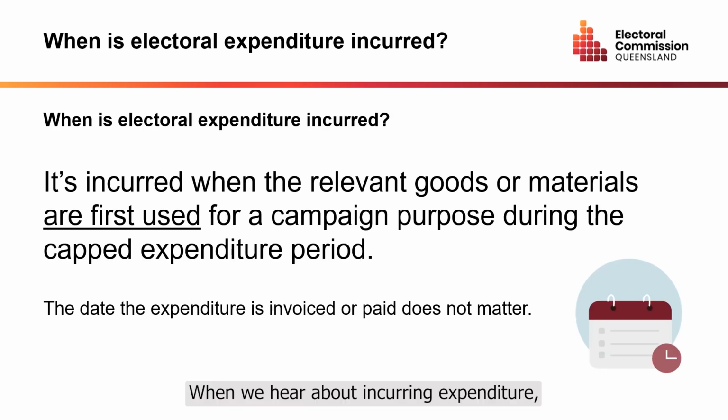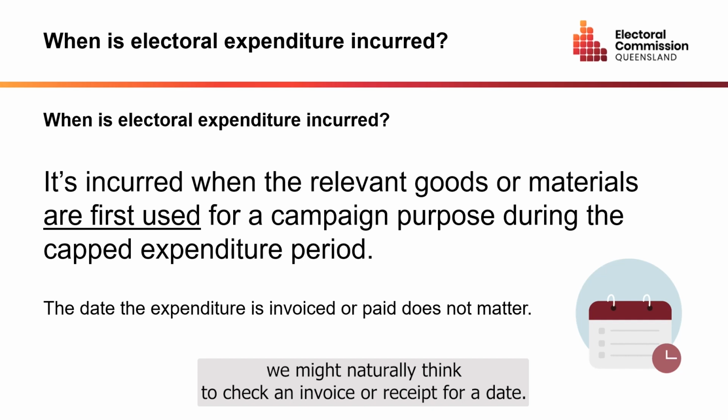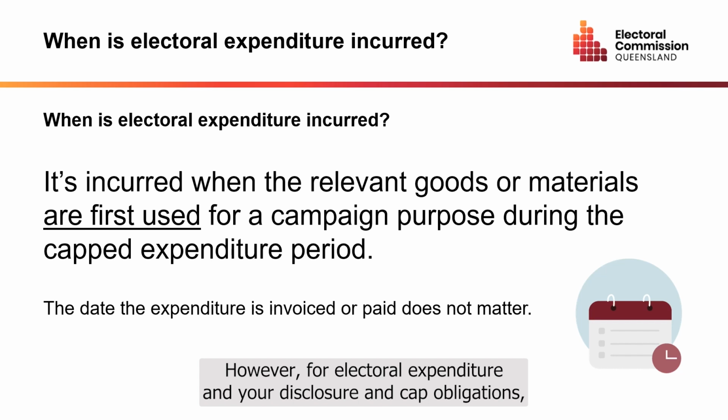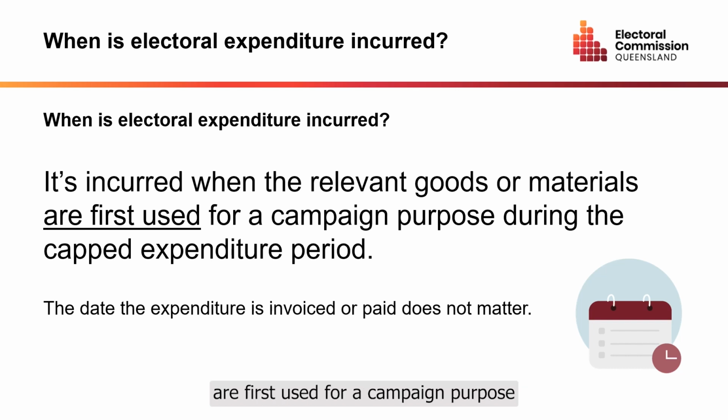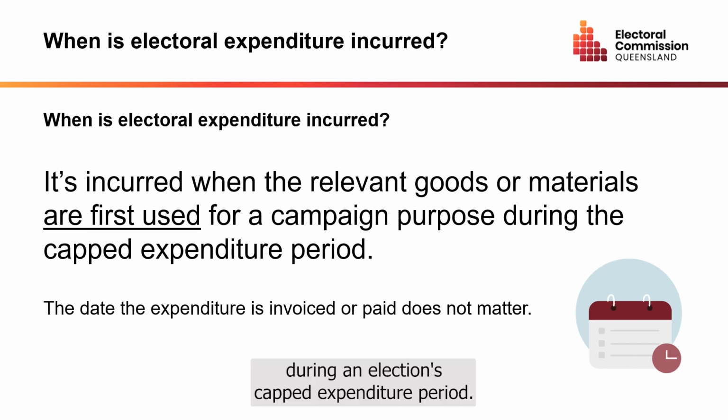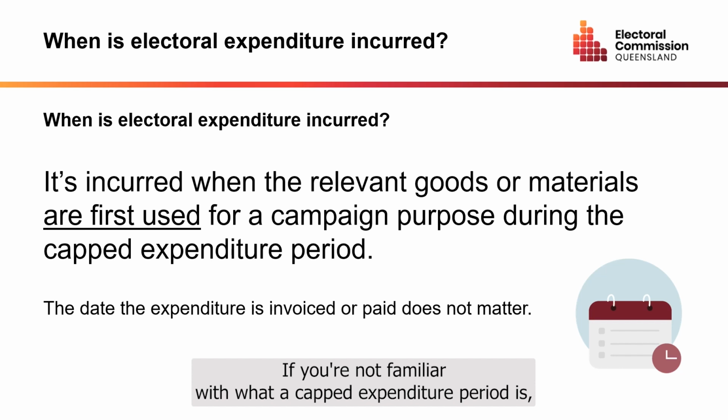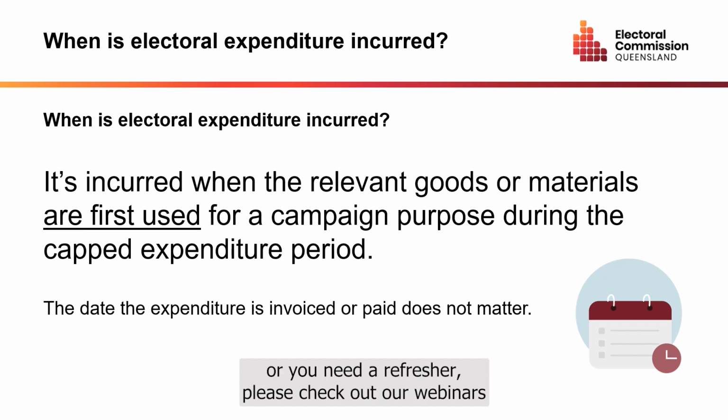When we hear about incurring expenditure, we might naturally think to check an invoice or receipt for a date. However, for electoral expenditure and your disclosure and cap obligations, electoral expenditure is incurred when the relevant goods or materials are first used for a campaign purpose during an election's capped expenditure period. If you're not familiar with what a capped expenditure period is, or you need a refresher, please check out our webinars on electoral expenditure caps for more information.